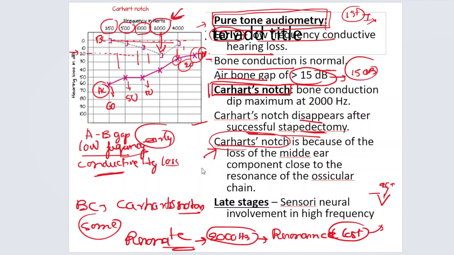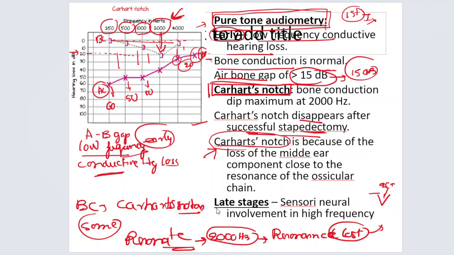Carhart's notch is an important point both from the NEET PG point of view and also from the final year exams. Though it is not seen in all the cases, Carhart's notch is a dip only in the bone conduction curve. In air conduction, you will have a characteristic low frequency conductive hearing loss where, in the initial stages, the low frequencies are affected more than the high frequencies. High frequencies are almost normal. So Carhart's notch is a characteristic dip at 2000 hertz. It is because of the loss of resonance of the ossicular system because of stapes fixation, and that gets resolved when you perform a successful stapedectomy.